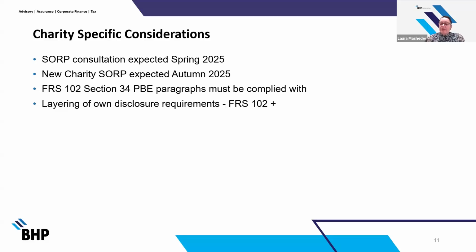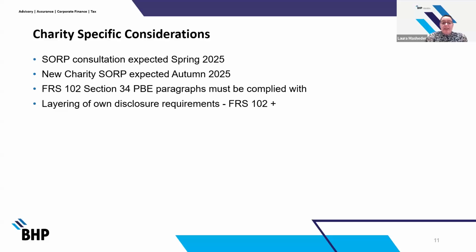So until we get sight of the actual SOP, we can only infer what it might require just from the changes in section 34 of FRS 102. So they're the public benefit entity requirements within FRS 102, and the SOP is drafted in a way that it has to comply with those requirements.